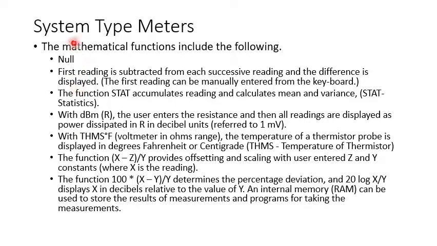Now the last point: what functionalities will the system type meters have? The first function is a null function. Null function means once you press that, it will calibrate the meter to zero. Then the first reading is subtracted from each successive reading and the difference is displayed. So two readings you can subtract, whereas the first reading can be manually entered from the keyboard.